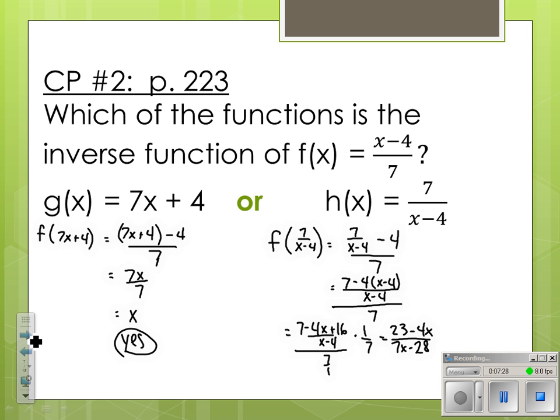Well, I think it's pretty clear in looking at that numerator and that denominator that they are not going to reduce away and leave us with x. So this one was not the inverse of our f of x.